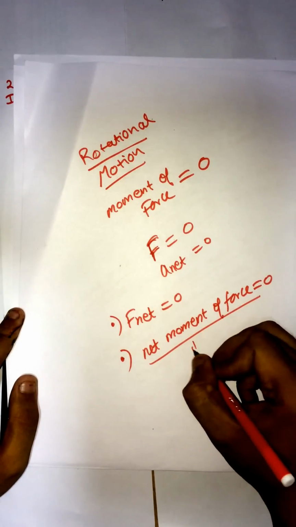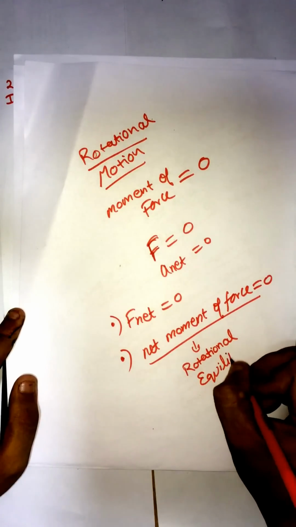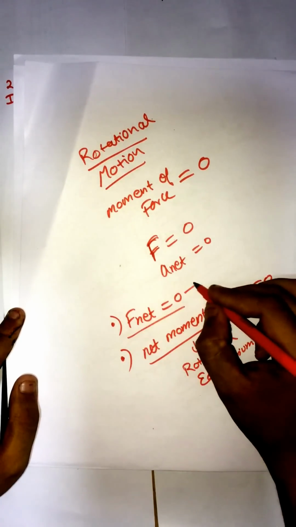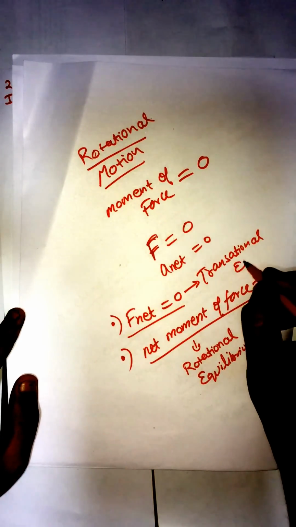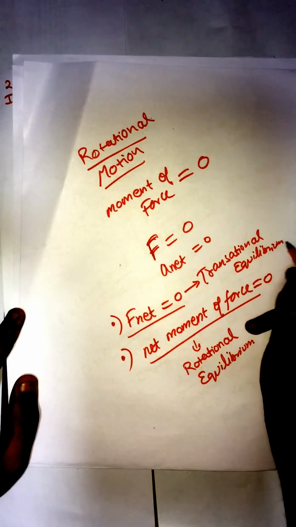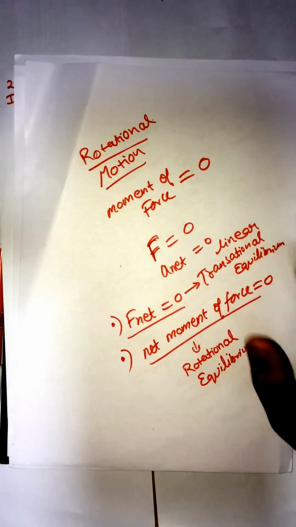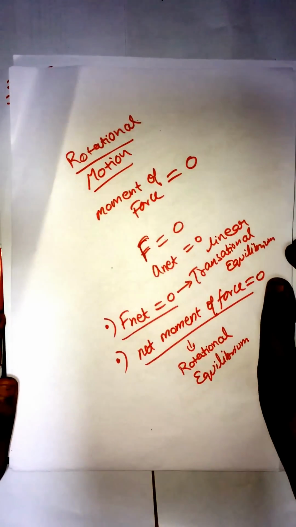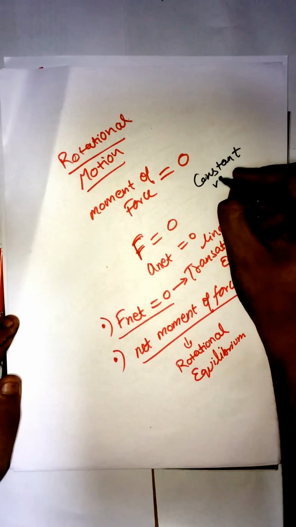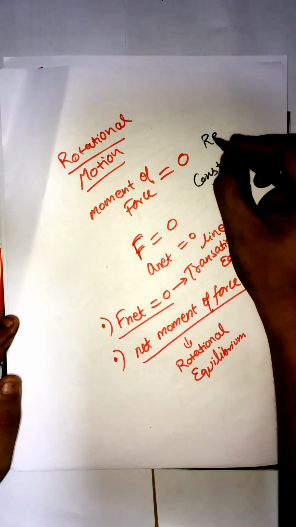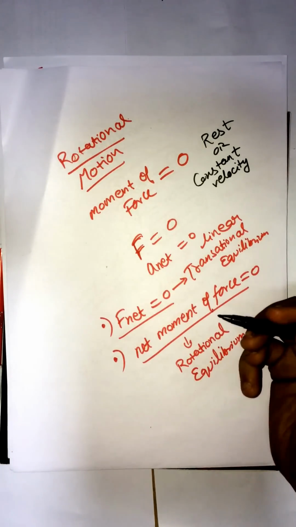Net moment of force 0 will give you rotational equilibrium, and net force 0 will give you what? Translational equilibrium. What is translational equilibrium? Translational means linear equilibrium. So what happens in equilibrium? Does the body stay at rest? No, it's not necessary. At equilibrium, the body can move, but only with constant velocity. So either the body is at rest or it moves with constant velocity, and the net moment of force is 0 and the net force is also 0.